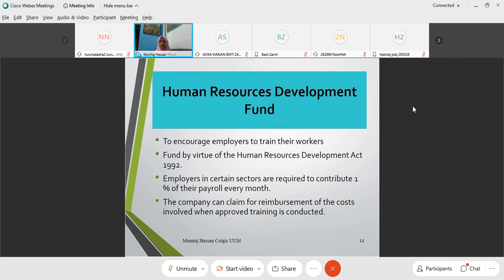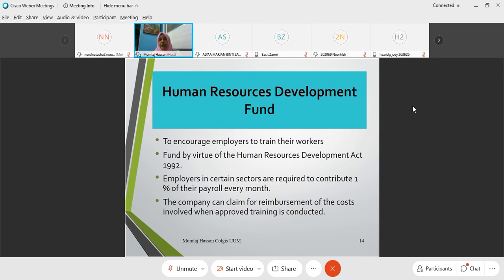And lastly, we have the Human Resource Development Fund. Just now we saw the ministry also has the objective to encourage manpower. So under the ministry, there is one development fund which encourages the employer to give training to the workers. The employers in certain sectors are required to contribute 1% of their payroll to this fund, and the company can claim reimbursement of the costs involved when the training has been conducted.